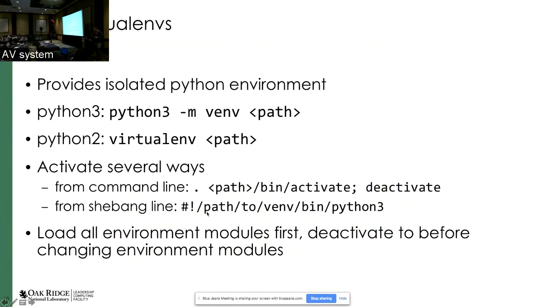To use that virtual environment, you've got to activate it by sourcing the path to your virtualenv bin activate script, and to deactivate it, you can call the deactivate shell script that gets put into your environment when you've activated a virtualenv. You can also activate your virtualenv by referencing the Python interpreter in your virtualenv. So if you've got a script and you want that script to always run under a specific virtual environment, you can, in the shebang line of that script, place the full path to the Python interpreter in your virtual environment.